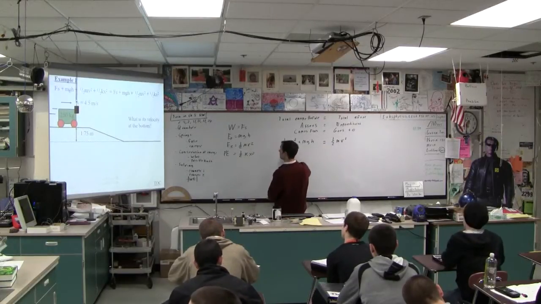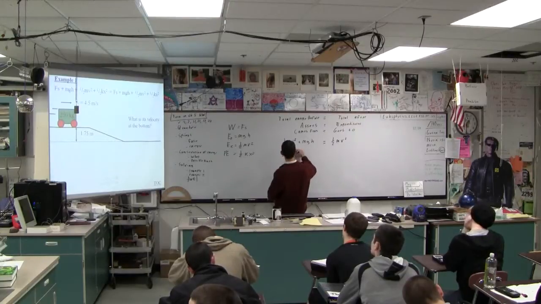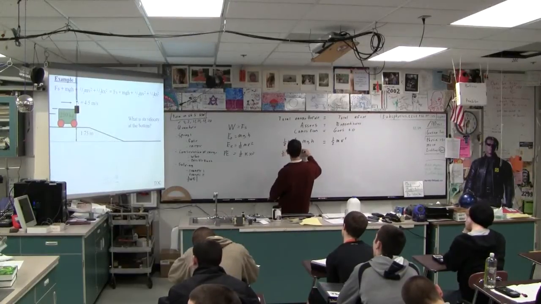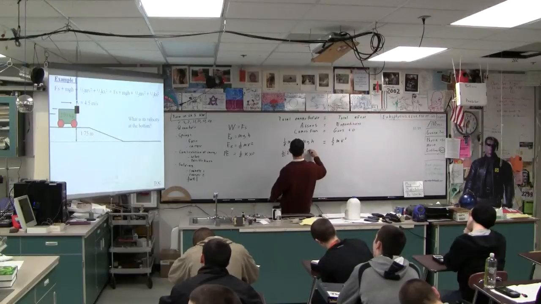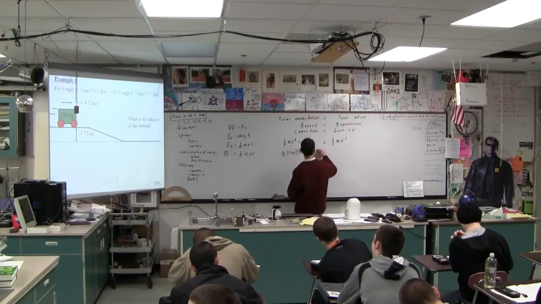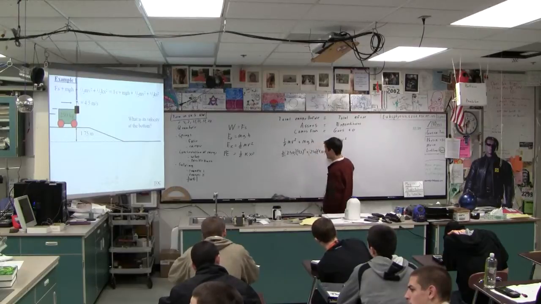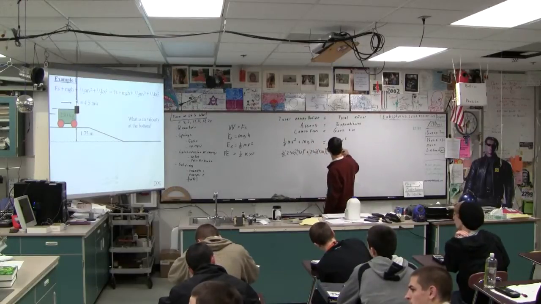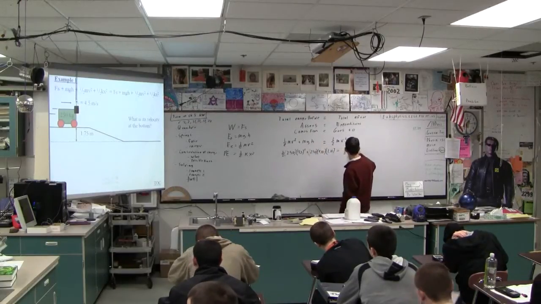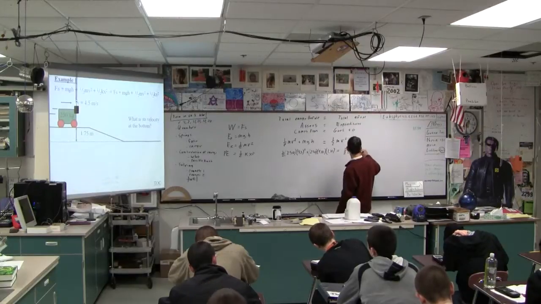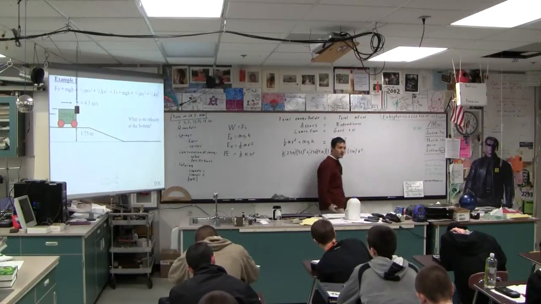So we go 1/2 times 250 times 4.5 squared plus 250 times 9.81 times, what is it, 1.75, right? Equals 1/2 times 250 times v squared, and we don't know v, yeah?